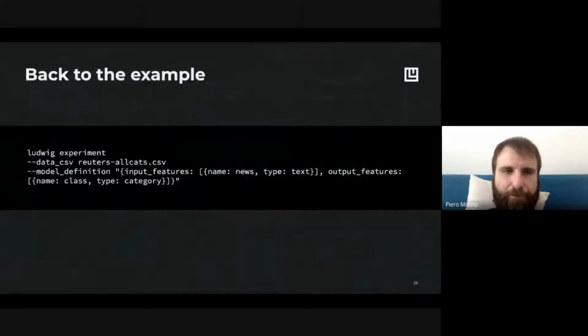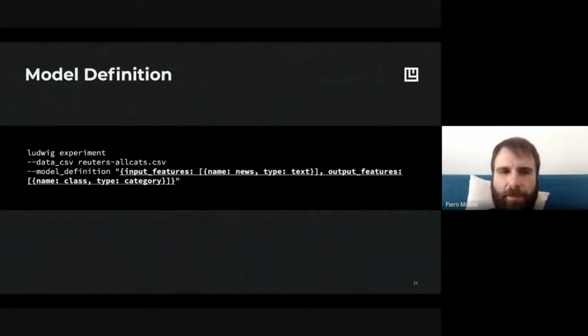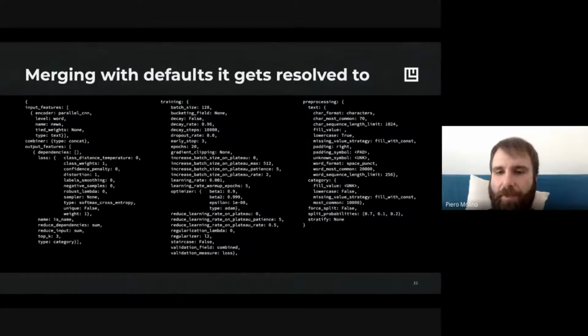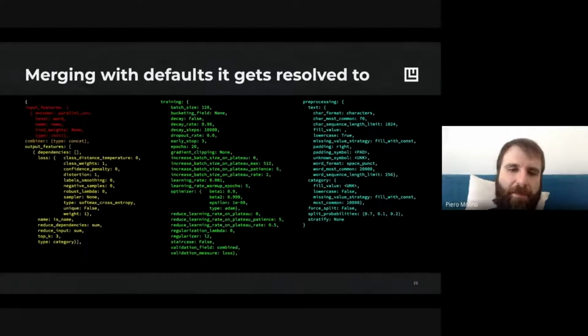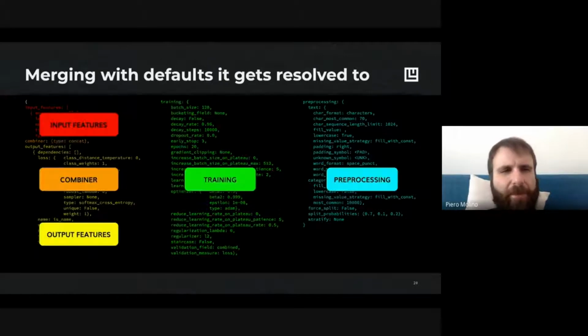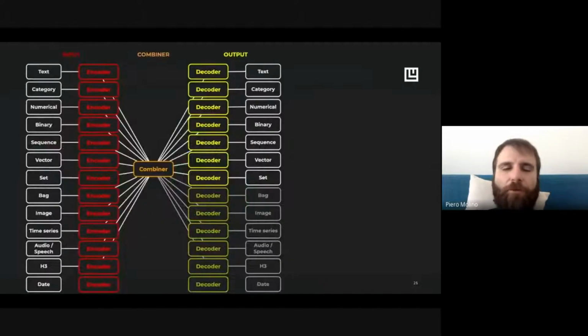If we go back to our example, this is the part of the model definition. This overrides some defaults and becomes this bigger thing that seems big and scary, but it is not. I'm going to explain to you what it does. It's divided into 5 different sections, and 2 of the sections are input features and output features, of which we have seen an example. But there's also a combiner component that I'm going to explain in a second. There's also a training and preprocessing part to the model definition so that you can specify training parameters and preprocessing parameters easily. So why do you need this input combiner output structure?